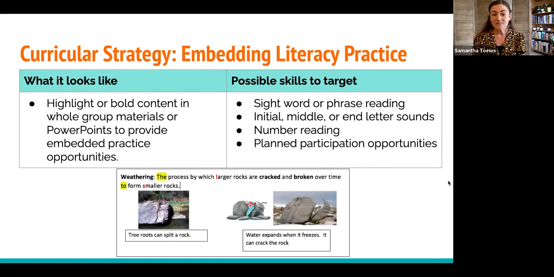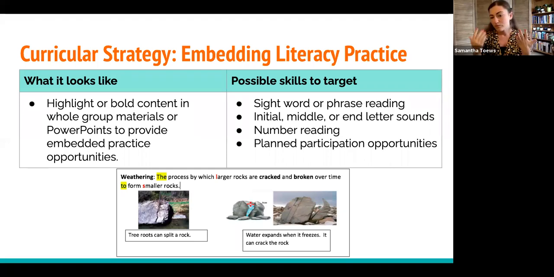Another strategy is embedding. This says embedding literacy practice, but this strategy of highlighting and bolding content can really be used across different content areas. You might be highlighting specific words or letter sounds that you want a student to read out loud while you're doing a whole group PowerPoint, or this can be used in content that you're giving small groups to work together. So let's say these are the notes that students are reading in a small breakout room, and the peers in that group know that Johnny is going to read the yellow words, and they're going to ask Johnny, what is the letter sound of the red letters?